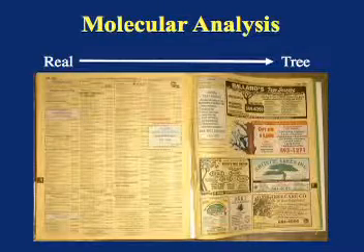The molecular analysis, on the other hand, allows one to know exactly where the deletion is. It's like being able to open up the phone book and see that the deletion goes from the entries beginning with real to the entries beginning with tree. We can precisely know the deletion down to the letter.